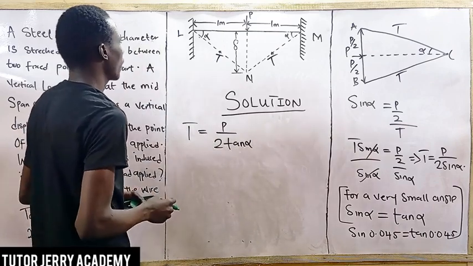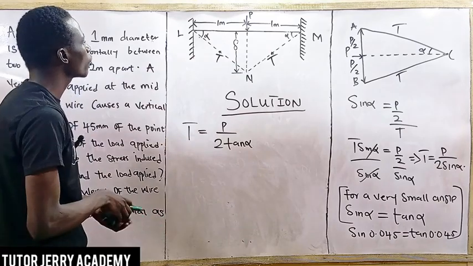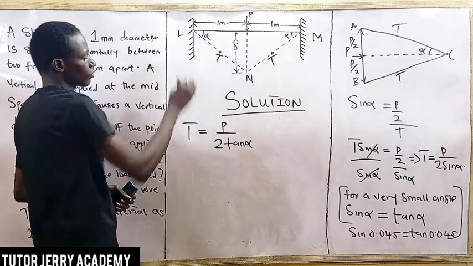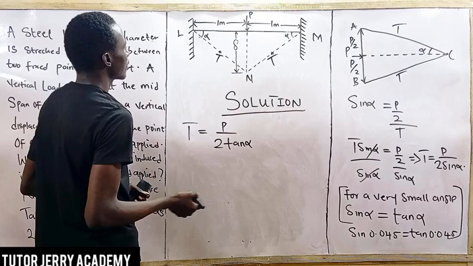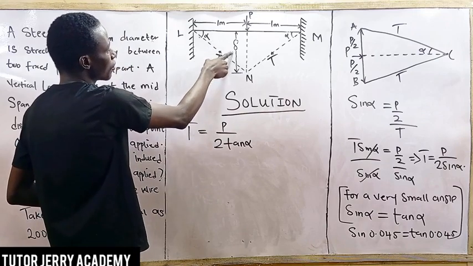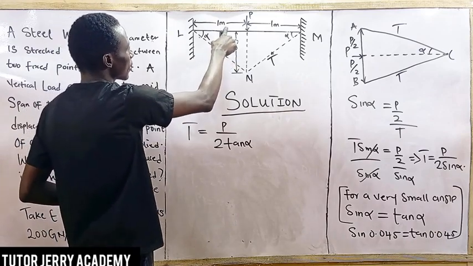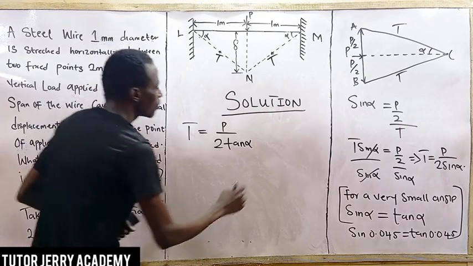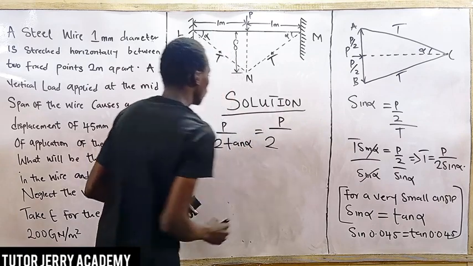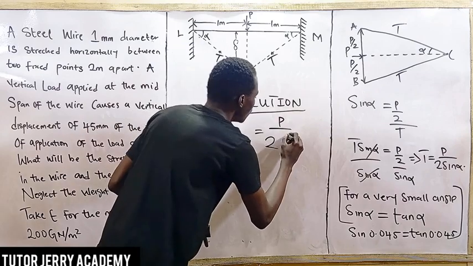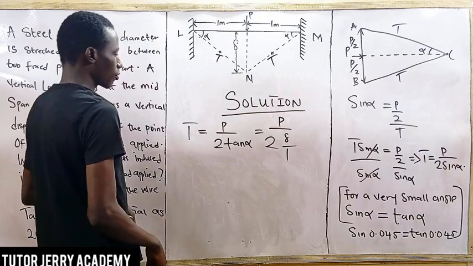So this is what we have. Now, from this angle here, I am going to be taking the tan of this angle. Tan is nothing but opposite all over adjacent. The opposite of this angle is the displacement, and the adjacent is 1 meter. So this implies that tan alpha will be equal to D all over 1 meter.